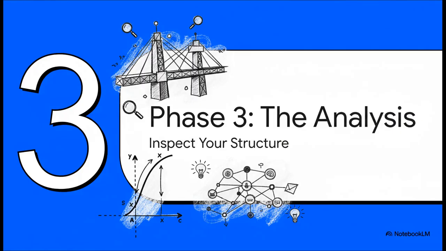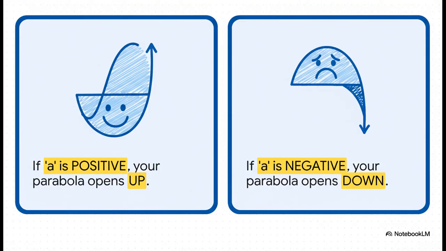And that brings us to the final phase, analysis. You've designed it, you've built it, now it is time to inspect it. This is where you get to explain the specific properties of the awesome parabola you just created. The first inspection question is all about direction. Remember that a value you worked so hard to calculate? Well, if your a is positive, the parabola opens up, kind of like a cup. If your a is negative, it opens down, like a frown. You'll need to state which one is true for your parabola, and it's all based on your a value.